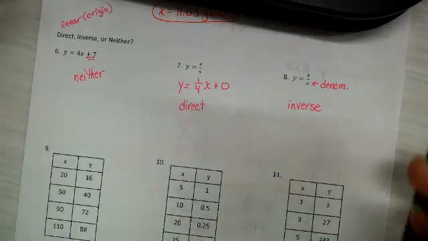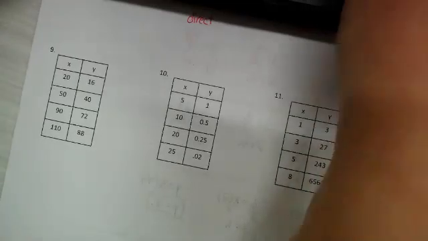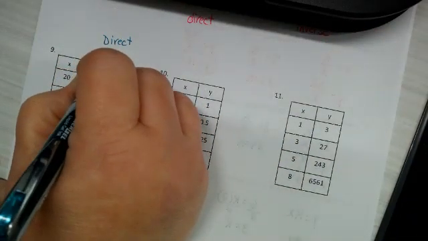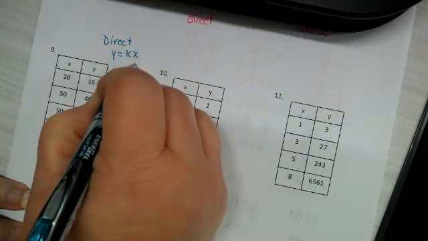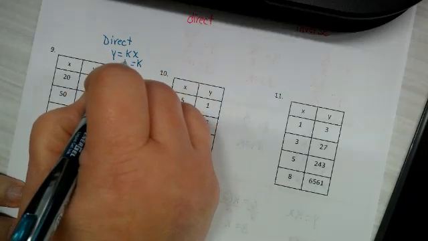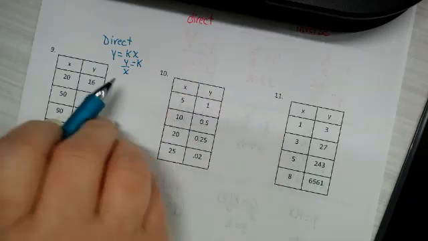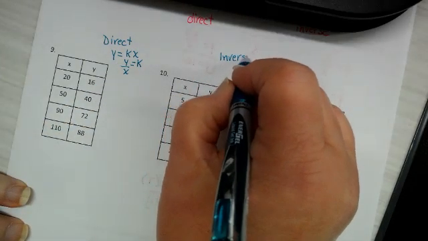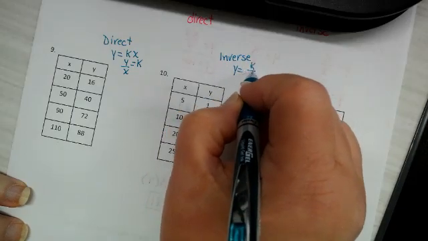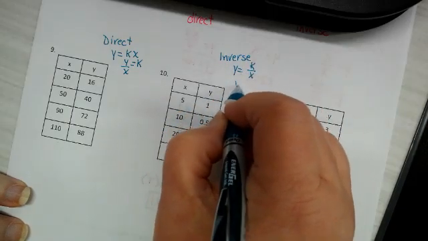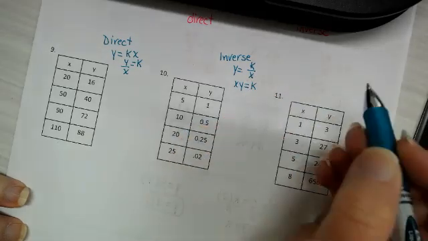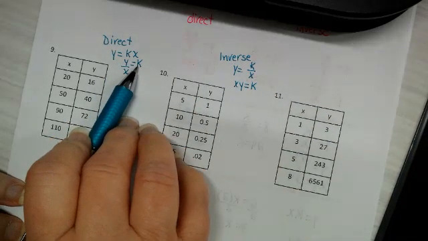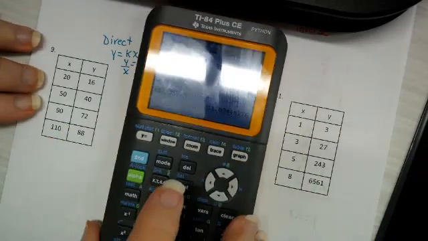Now they gave us some tables this time. So if it's direct, remember we said y equals k times x. So that means my constant value would be y divided by x. We need to do division to check to see if it's direct. Inverse, because it was y equals k over x, we multiplied x times y to get our constant. So if they multiply to a constant, it's inverse. If they divide to a constant, it's direct. Let's give it a try.